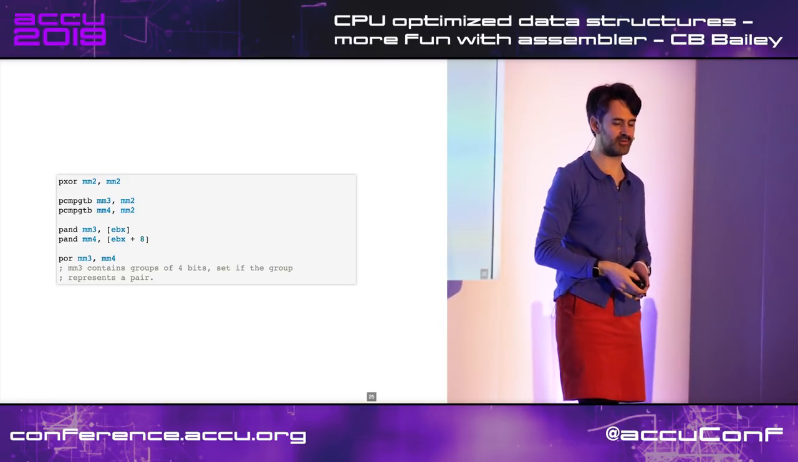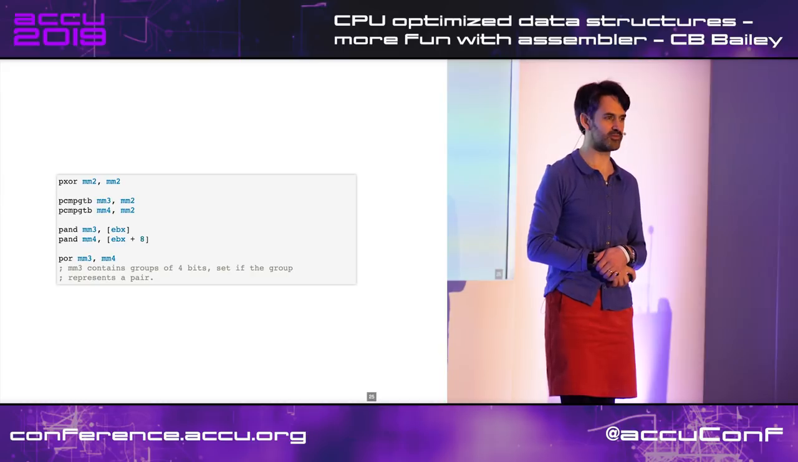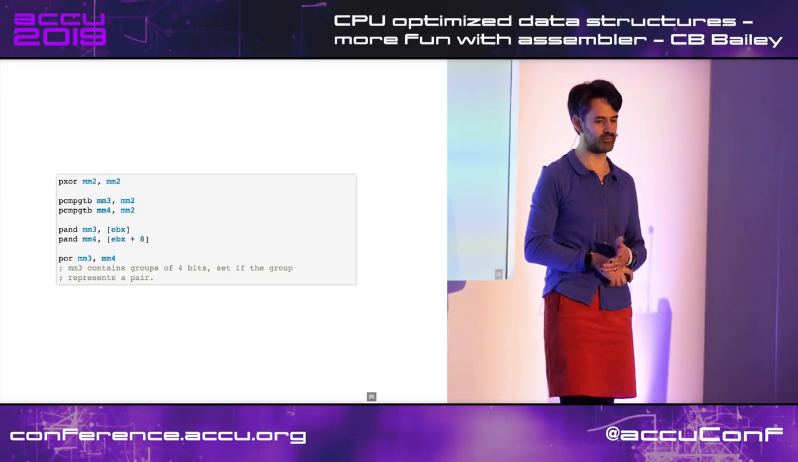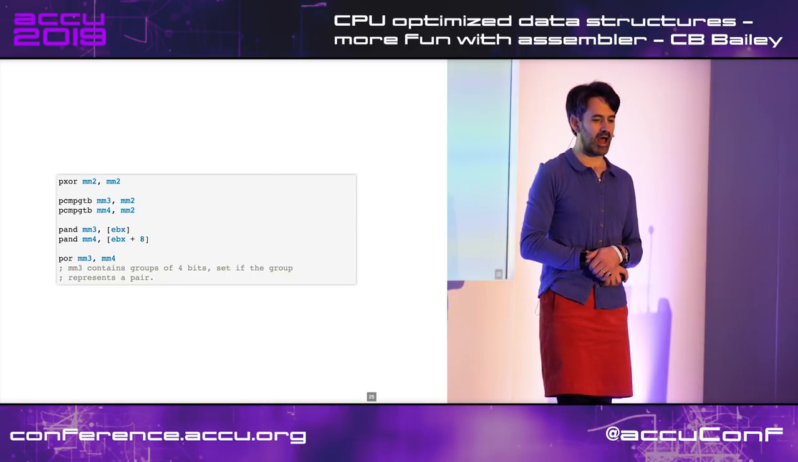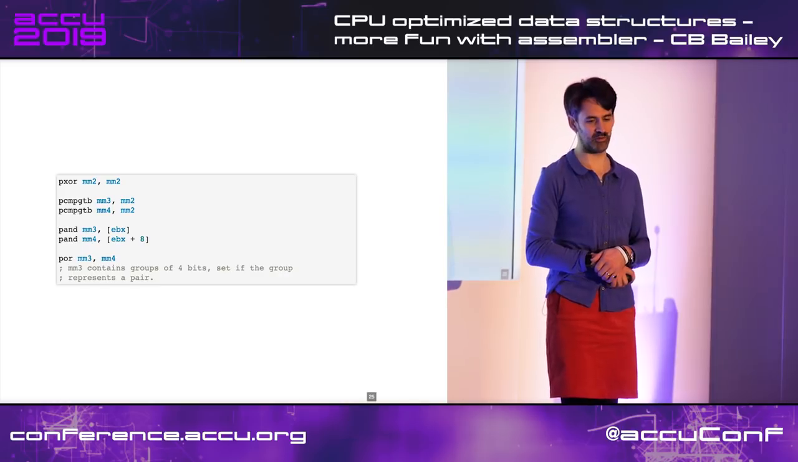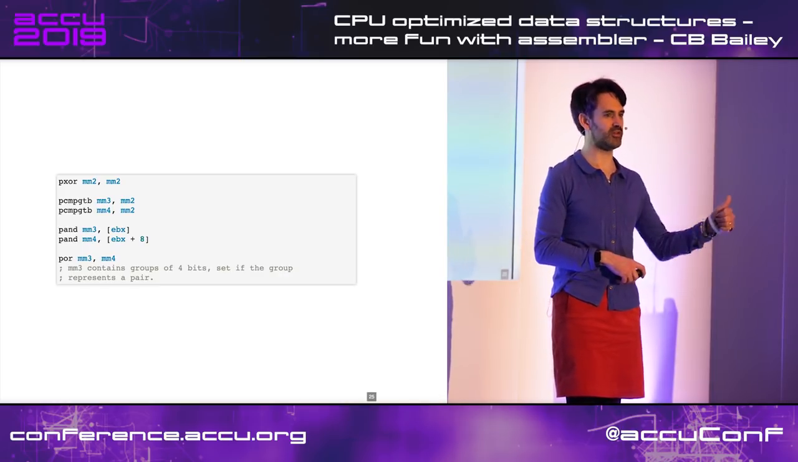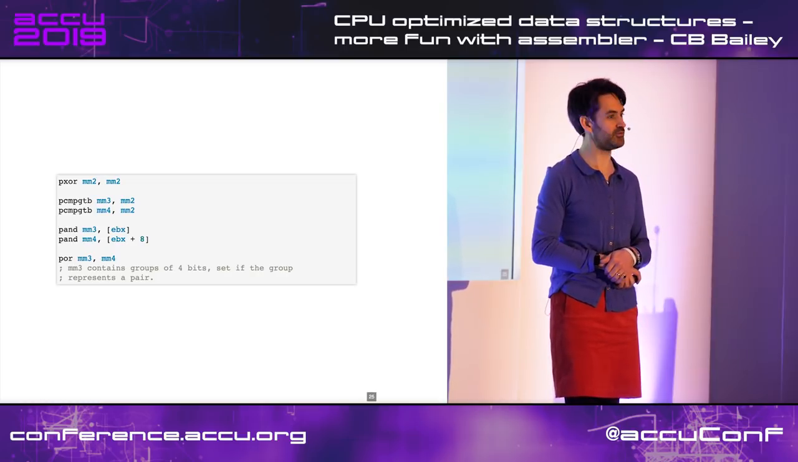Yes, brilliant. Exactly. What this will do is compare the bytes in MM3 against the bytes in MM2, which is just all zero. And then what does it do with the result? It turns out it does something terribly useful, and it sets the entire byte to all ones if the test was successful, and all zeros if it wasn't.